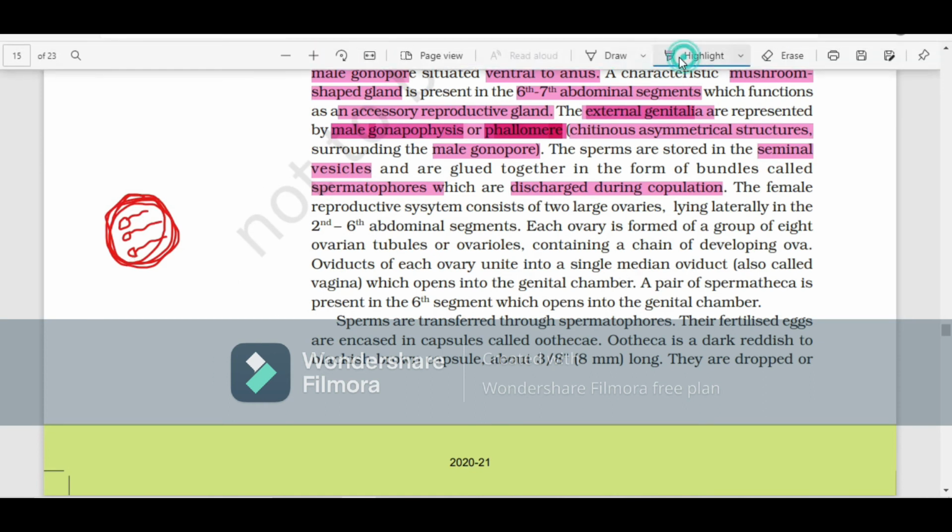So the female reproductive system consists of two large ovaries. The seminal vesicle is to be noted in the male, spermatheca in the female. The female reproductive system consists of two large ovaries lying laterally in the second to the sixth abdominal segments. So the testis was from which segments?